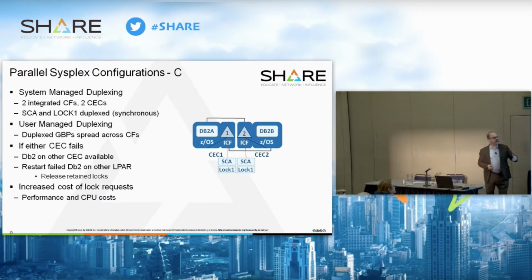z/OS XES provided system-managed duplexing. System-managed duplexing is where XES handles all of this, and DB2 knows nothing about it. In system-managed duplexing, XES is going to keep a copy of the SCA on both ICFs and a copy of the lock structure on both ICFs. So I can lose either box, and the data sharing group will stay up. I still have to restart the failed DB2 because I need to release those retained locks. But otherwise, I have better availability.